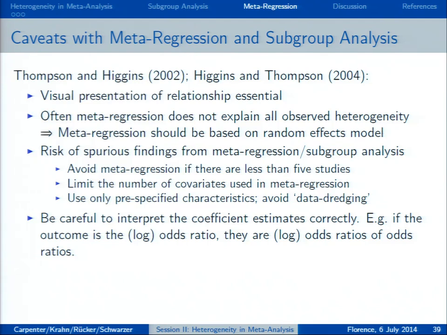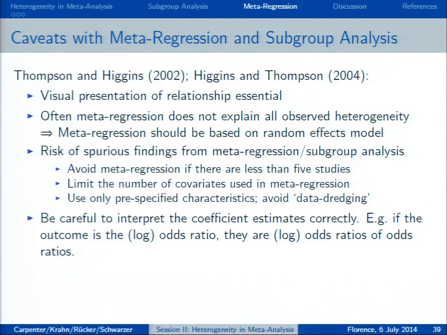So there's a number of caveats with meta-regression and subgroup analyses. You need to look at the data, so that's not unique to this form of analysis. That applies to all kinds of statistical analysis. There's almost always unexplained heterogeneity after you've done a meta-regression, and therefore that unexplained heterogeneity should be carried forward into the inference for your overall treatment effects. In other words, you should do a random effects analysis with meta-regression, not a fixed effects analysis.